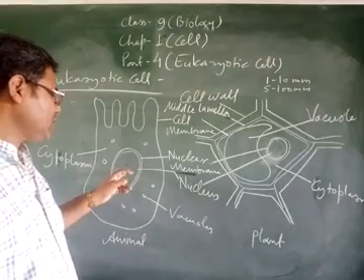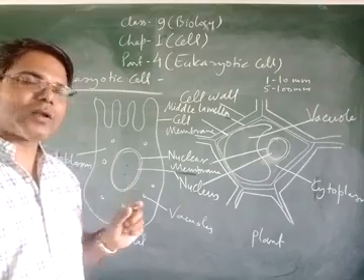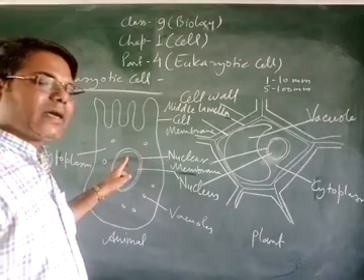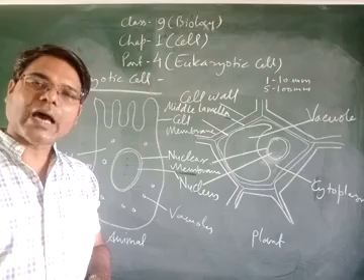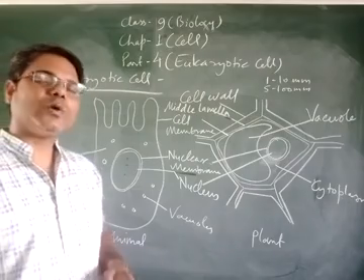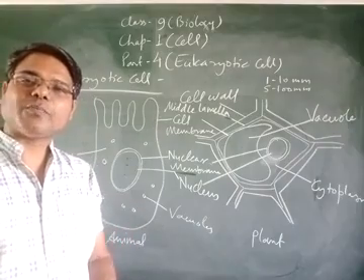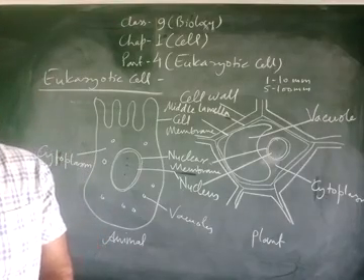Inside the nucleus DNA is present, but the nucleolus is the cell organelle present inside the nucleus and responsible for the production of RNA. So nucleolus is absent in case of prokaryotes but present in case of eukaryotes.